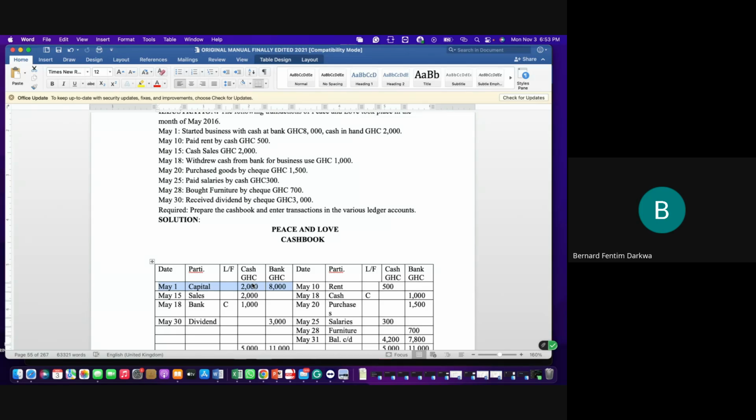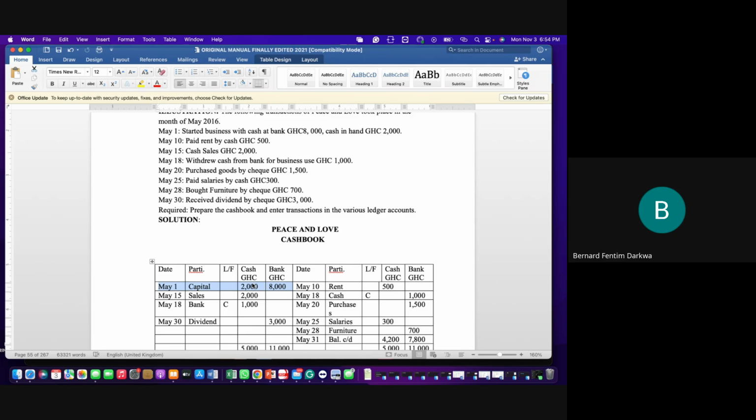Is that one clear? The first transaction, nobody has to worry about that. May 1st. Is anybody having a problem with that? Are you there? Silence means consent. It means yes, we are there. Nobody is having a problem. That is good. I like that. Now let's go to the second one.